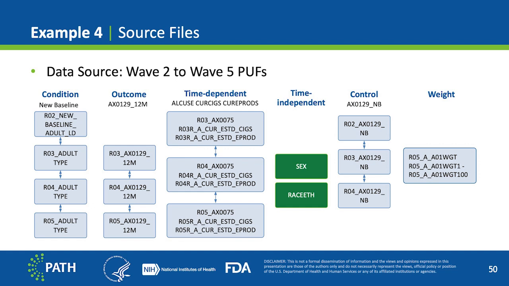And for the time-independent variables, we will simplify and only use sex and race and ethnicity. We also would like to control whether they report ever having gum disease at their first adult interview. That's the new baseline variable. For the weights, those are still the all-waves weights for the wave 1 cohort.